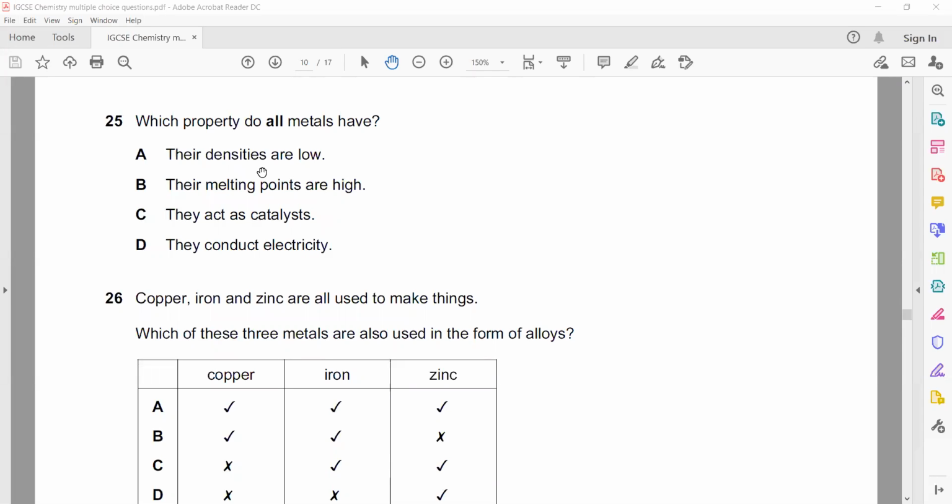Which property do all metals have? Their densities are low. That's only for group 1. Their melting points are high, but for group 1 melting points are not high. They act as a catalyst. Only transition elements act as a catalyst. They all conduct electricity because of free electrons.